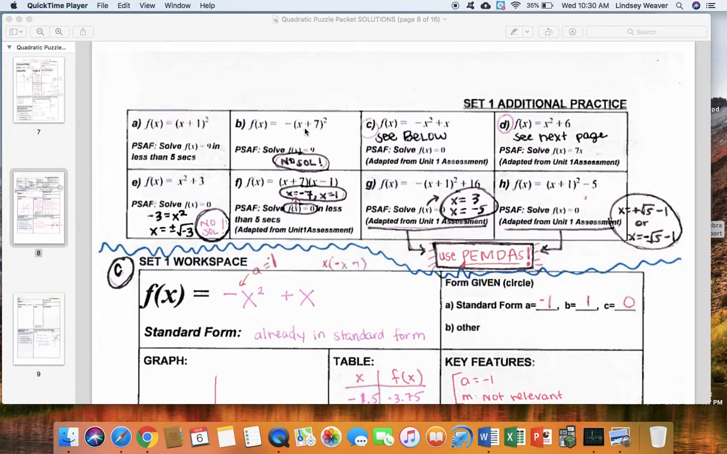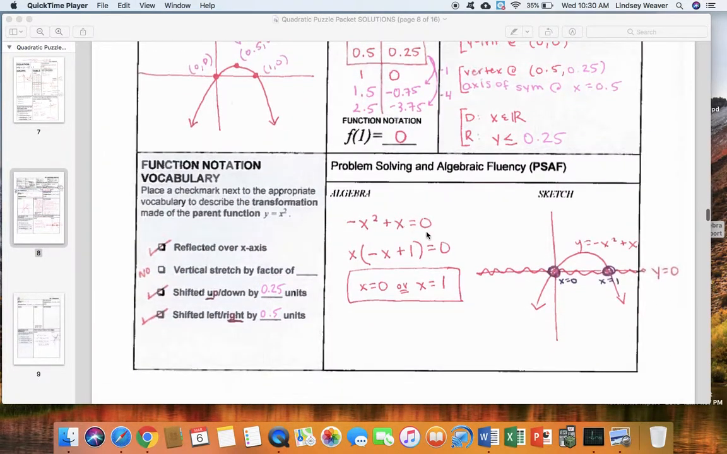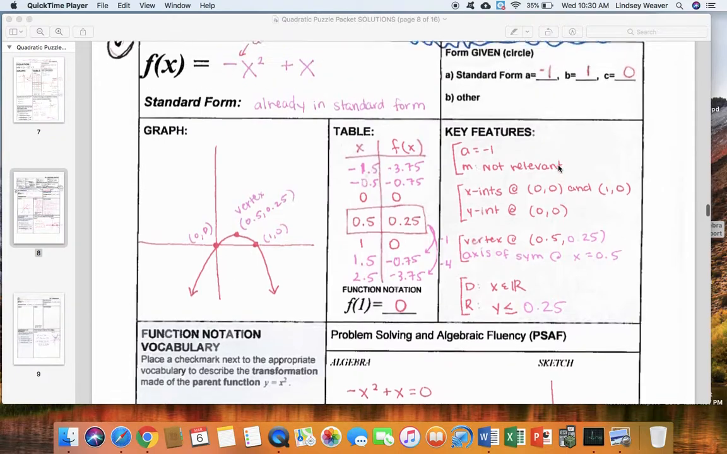So maybe do one where it looks like this, and then one where it is given in vertex form, and then maybe try a factored form one or one of these. And when you see PSAF, that's problem solving in algebraic fluency. So that's the problem that gets put down here, PSAF.